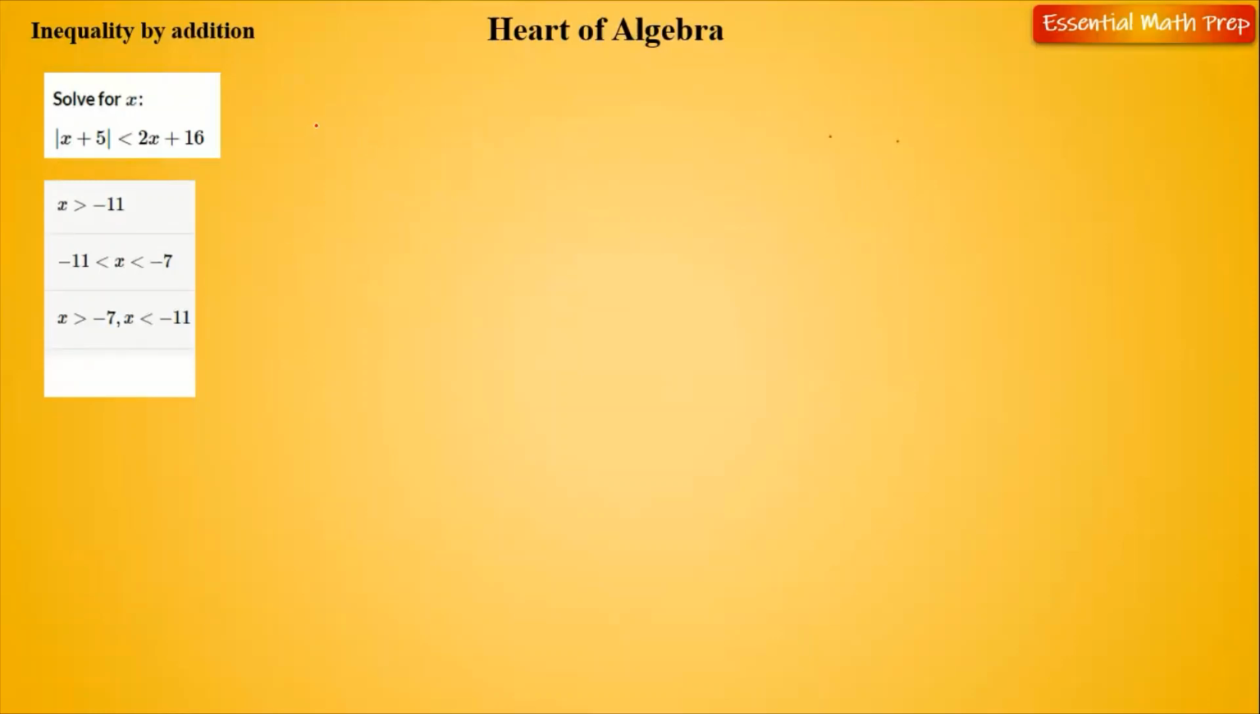Solve for x. So again, we have to solve for the positive and the negative domain separately. Let's do the positive domain first, which means we have x plus 5 less than 2x plus 16. We could add negative x on both sides, which would leave us with x plus 5 is less than x plus 16. Similarly, we could add negative 5 on both sides, which would leave us with x plus 11. We could add negative 11 on both sides, which would make the 11 go away, which means x is greater than negative 11. That's the positive domain.